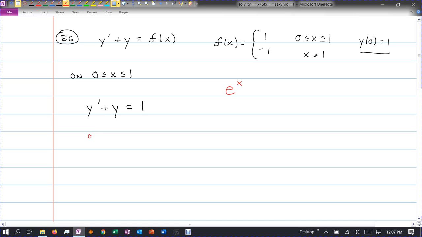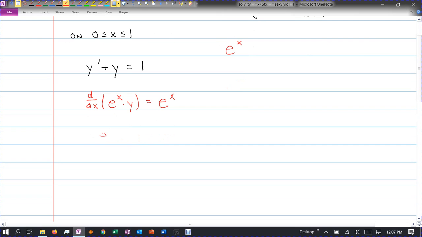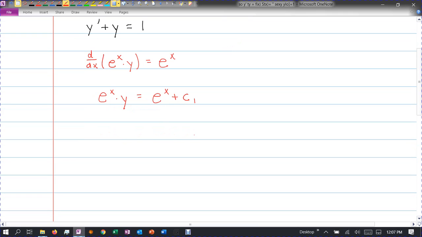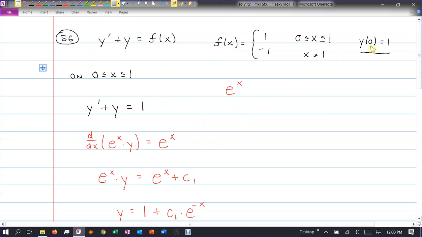So we get that d dx of e to the x times y, and that must equal the right-hand side times the integrating factor. And now we just integrate, so we get e to the x times y equals e to the x plus a constant, I'll call it c1. And we divide through by e to the x, we just get 1 plus c sub 1 times e to the negative x. And now we know that we were told that y of 0 equals 1.